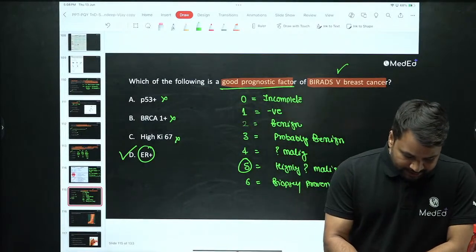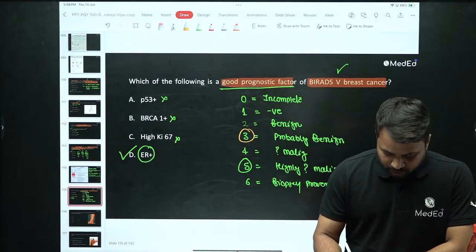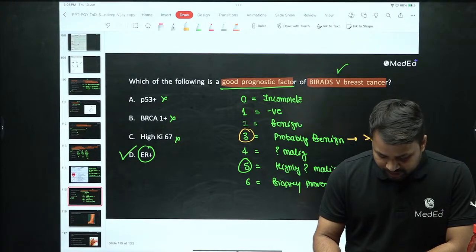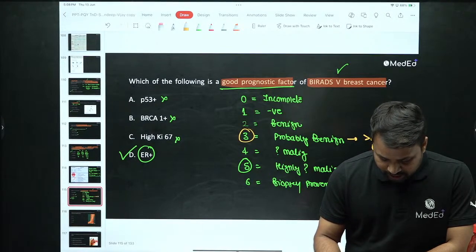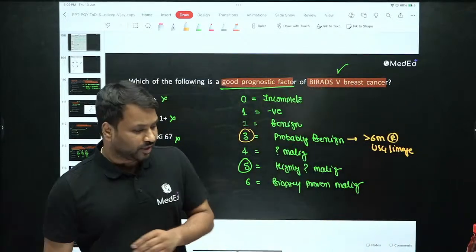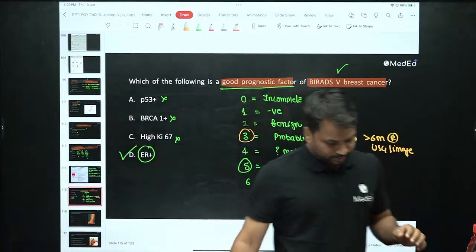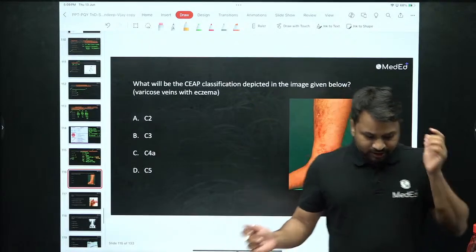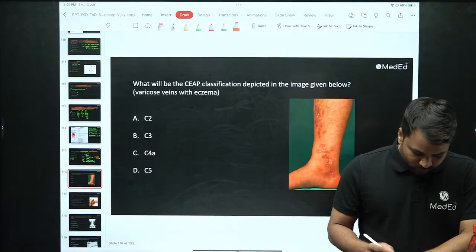Now another exam question: there's a category 3, what will you do? Ask the patient to come back after 6 months for repeat ultrasound or imaging. Okay, so that's your exam question. It is going to be after 6 months for imaging. Okay, chalo. This question we have already dealt with before as well.